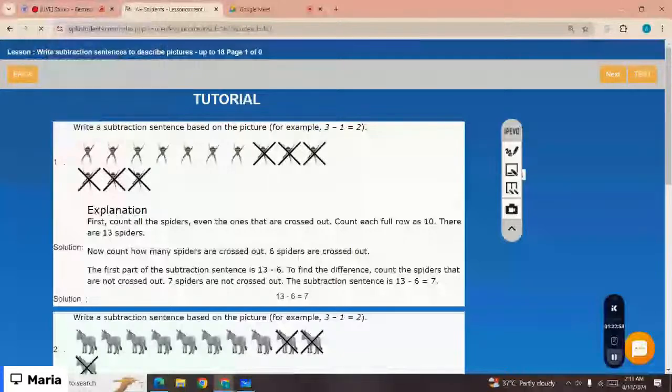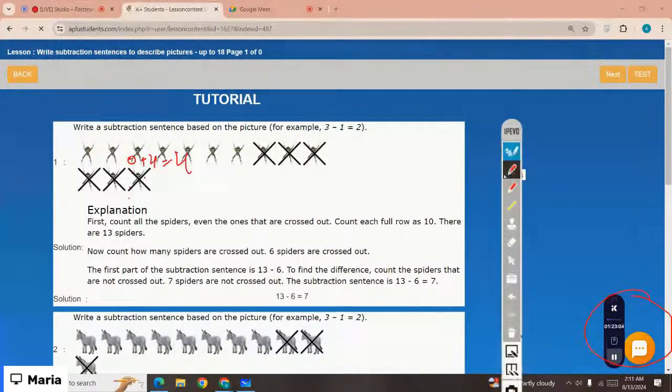Okay, write a subtraction sentence. Now you are given the picture. You have to write the sentence on your own. How do you write it first? You need to count all the things, the ones that are crossed and the ones not crossed. 1, 2, 3, 4, 5, 6, 7, 8, 9, 10, 11, 12, 13. That means the total is 13.